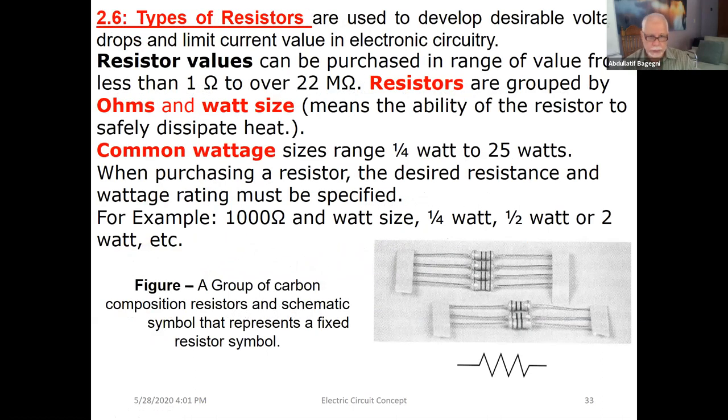Okay, now moving to the types of resistors. We know resistors are used to develop desirable voltage drops and limit the current value in an electronic circuit. Sometimes we have a voltage supply larger than the load voltage. Let's say we have a load, a light bulb, that requires 5 volts, but my battery has 10 volts. If I connect the 5 volt load to the 10 volt battery, there will be an excess of current. Current will be very high.